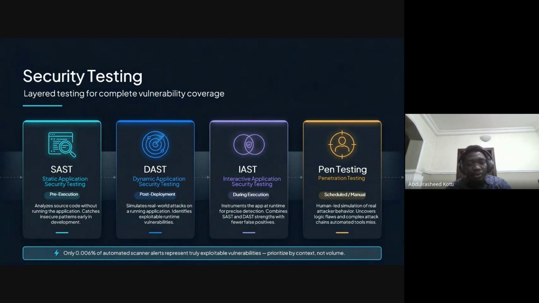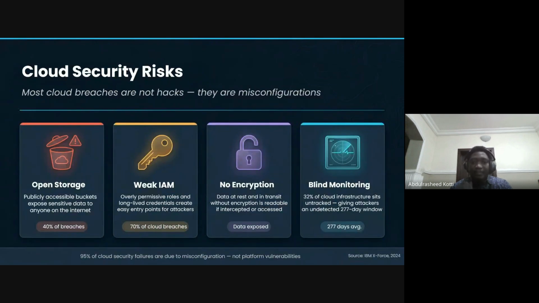Then the last one, which most of us know, is pen testing. What this is, is that we, as the good guys, or as the blue team or the red team, test the system in such a way that we act like we are the bad guys, and in such a case we can find things that need to be fixed, like a logic flaw or a different type of attack chain.